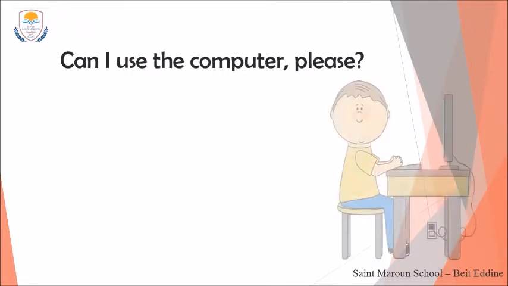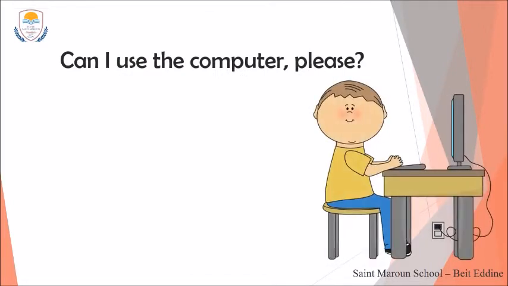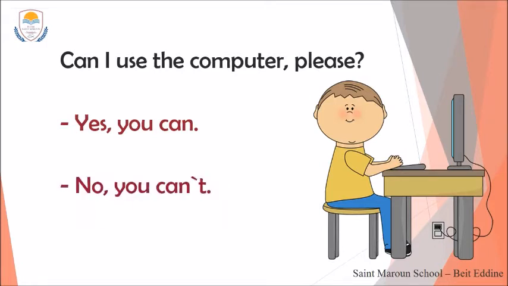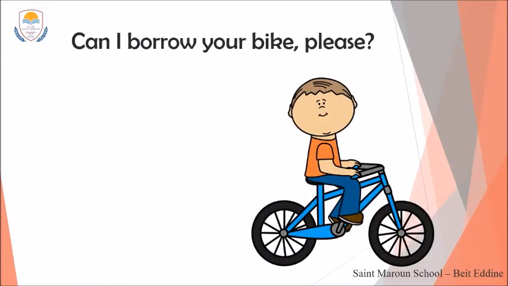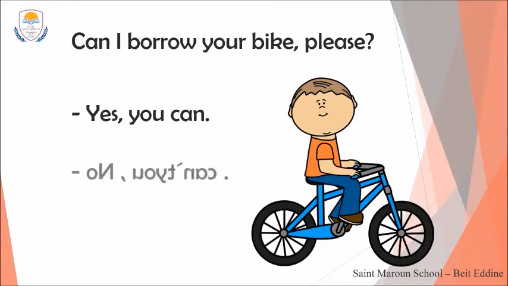Look at the first example. Can I use the computer, please? If the answer is positive, I say, yes, you can. If the answer is negative, I say, no, you can't. And remember that I put can in the beginning of the sentence. Another example, can I borrow your bike, please? If the answer is positive, I also use yes, you can. If the answer is negative, I say no, you can't. And always remember that I put can in the beginning of the sentence.